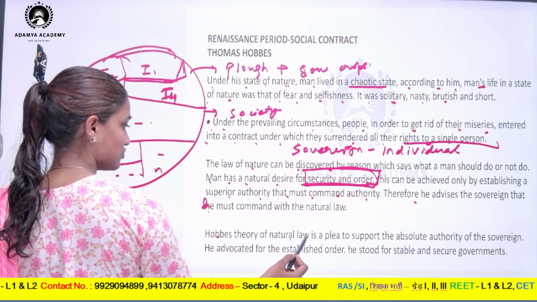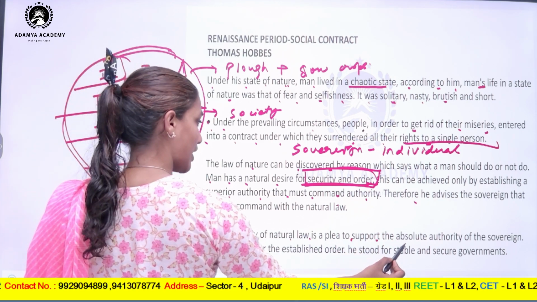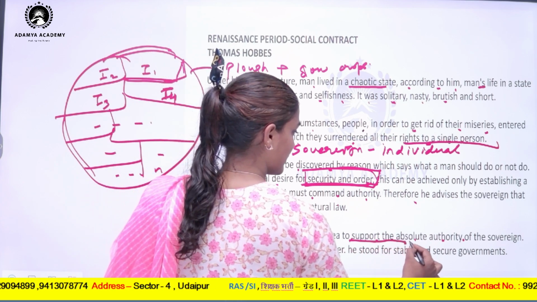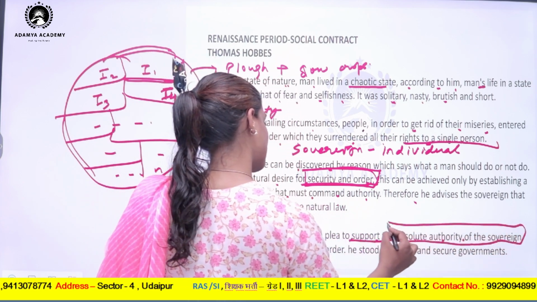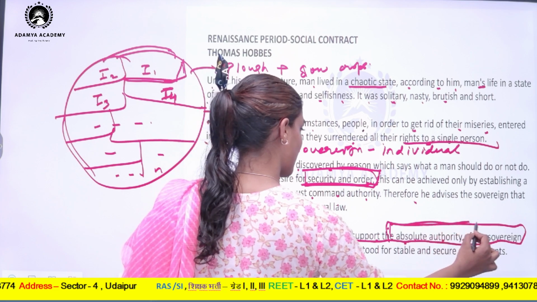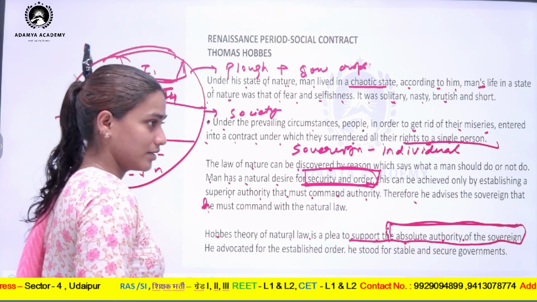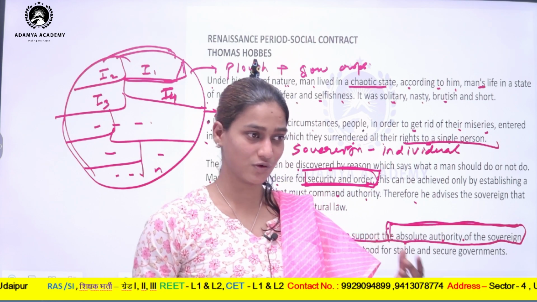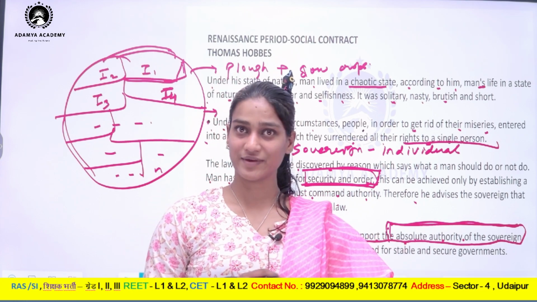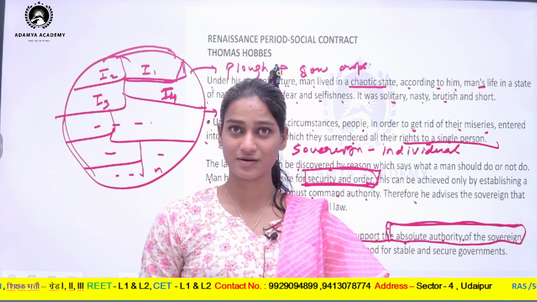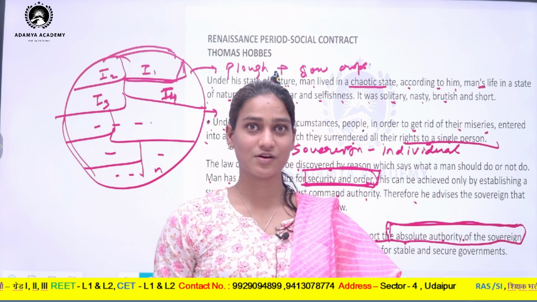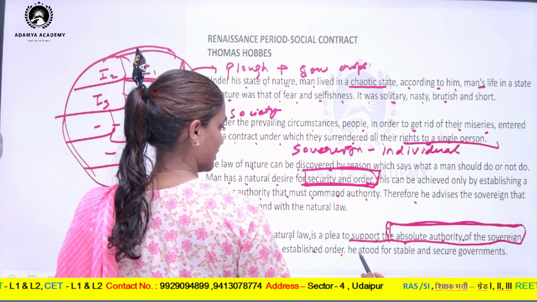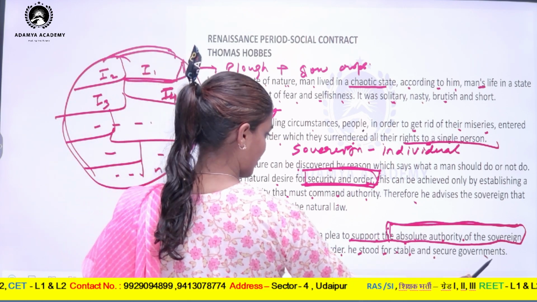Hobbes' theory of natural law is a plea to support the absolute authority of the sovereign. So the main thing in this statement is that he supported absolute authority. It's not that the individuals who are being governed have some rights. According to Hobbes, the individuals should not have any rights. They should surrender all the rights which they have to the sovereign. He advocated for the established order. He stood for stable and secure government.